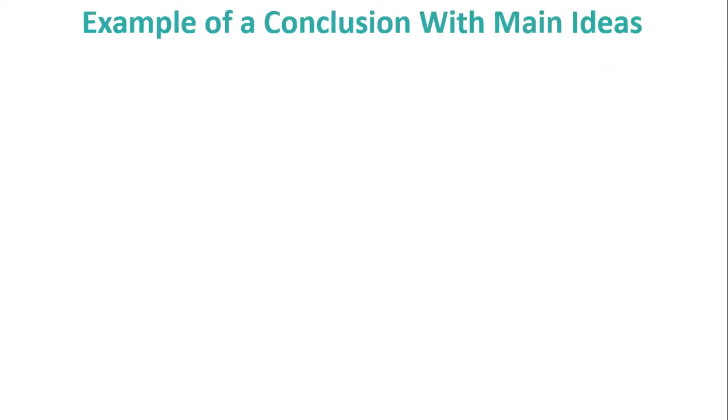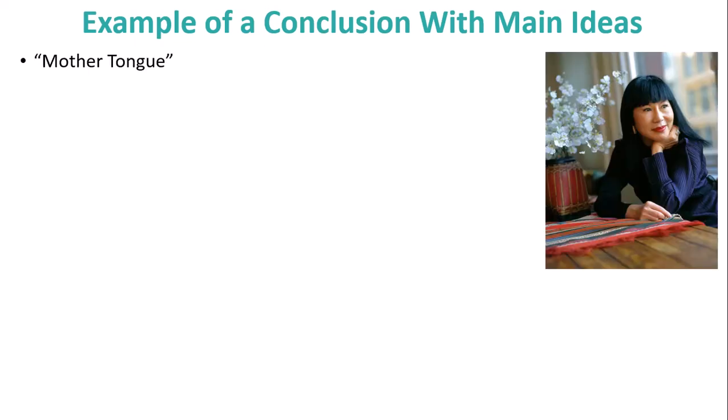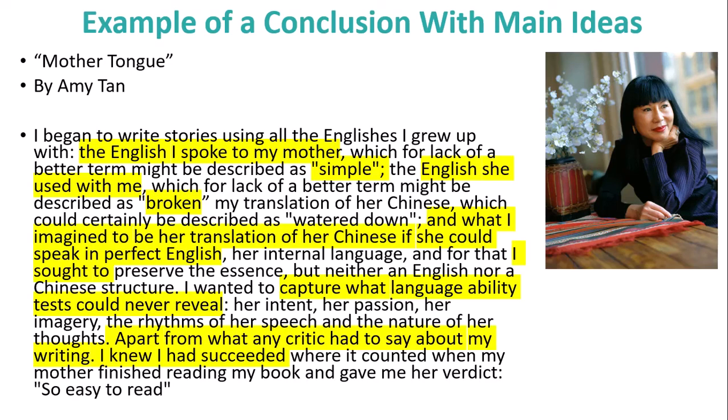So let's look at an example. Here's a conclusion. I didn't put the whole thing because it's quite long, but this is by Amy Tan and it's called Mother Tongue. "I began to write stories using all the Englishes I knew." I'm just going to look at the highlights here. The English I spoke with my mother, simple. The English she spoke with me, broken. What I imagined to be her translation of her Chinese if she could speak perfect English, her internal language. "I sought to preserve the essence, capture what language ability tests could not reveal. Apart from what any critic had to say about my writing, I knew I succeeded."